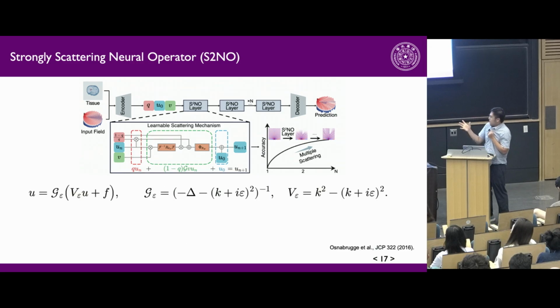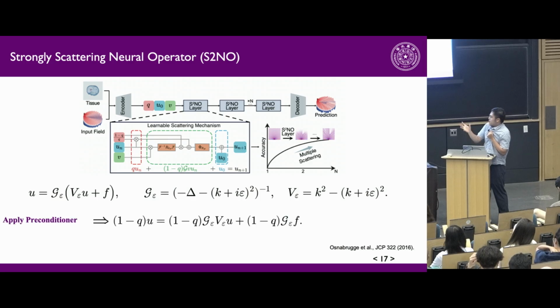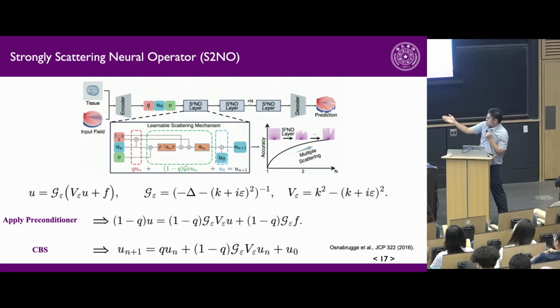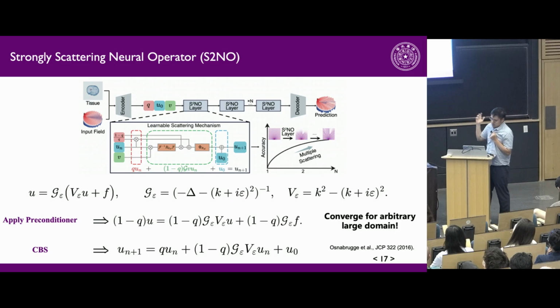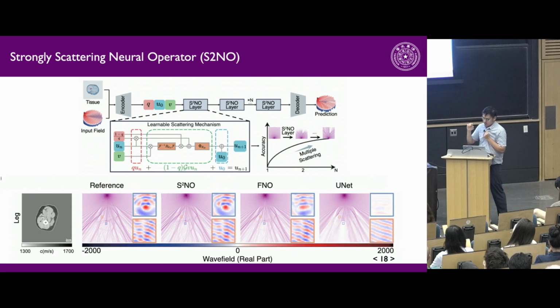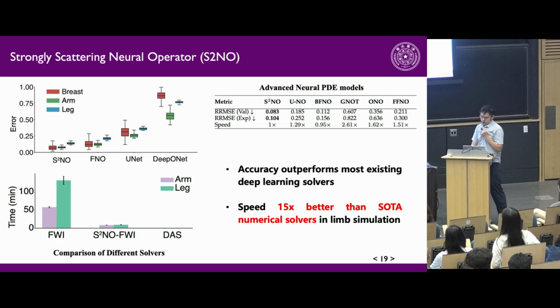So instead, you can start with a damped Helmholtz equation, and then you still do the operator splitting, and then you apply a left preconditioner on both sides. You will obtain the convergent Born series, which converges for arbitrarily large domains or strong scattering. So our network just mimics this convergent Born series in the latent space. As a result, the strong scattering neural operator reconstructs the high frequency interference pattern almost perfectly, and far better than existing deep learning solvers.